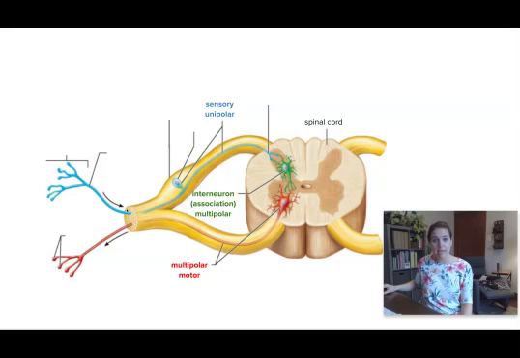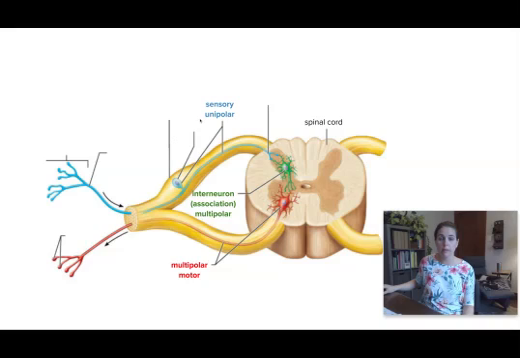Also pay attention to these arrows. This arrow is coming in for my sensory neuron. This arrow is going out for my motor. Sensory is receiving information and bringing it to the spinal cord. Motor is having some reaction and sending a muscle contraction or something out towards my body.